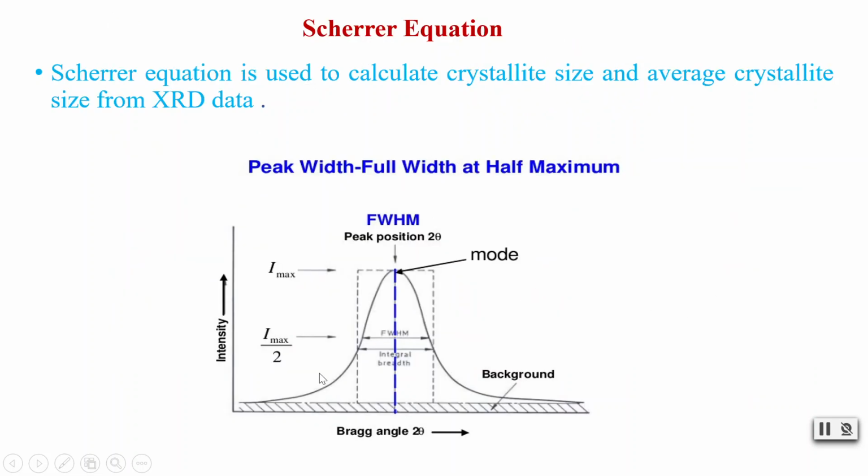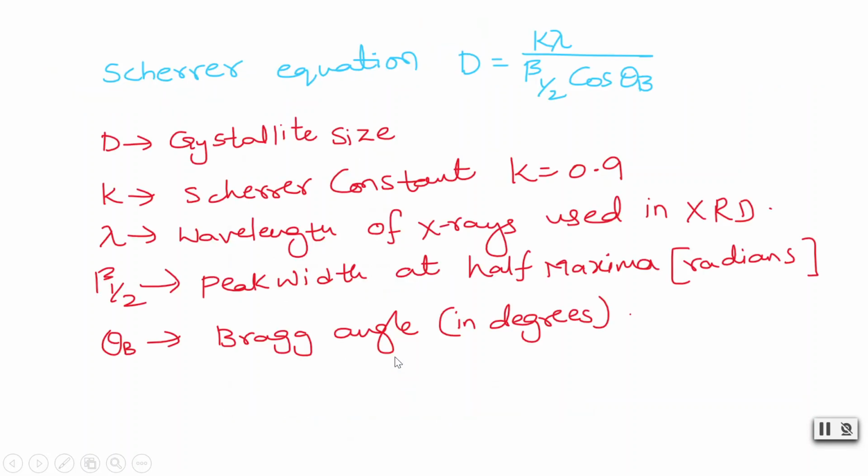In this graph we can see that the x-axis is in angle. So FWHM represents the angle, and we have to consider the radians value. Next, theta B represents the Bragg angle, which should be in degrees, whereas k is the Scherrer constant, which is 0.9, and lambda is the wavelength of the X-rays used in the XRD. By substituting these values we can calculate the crystallite size.